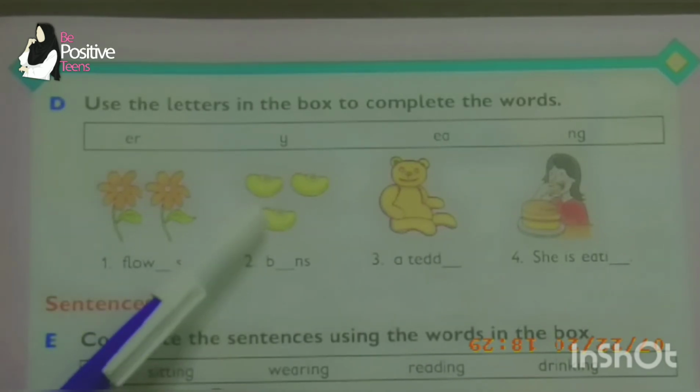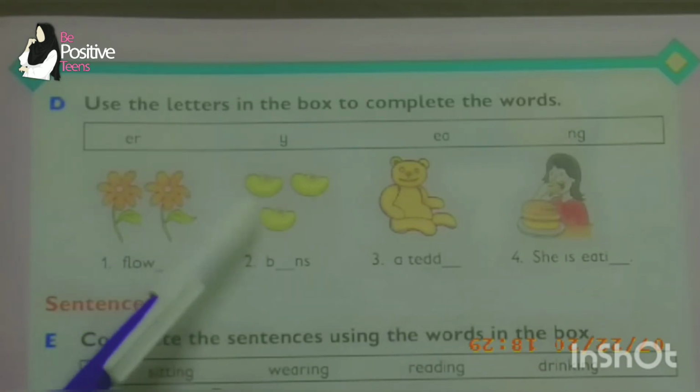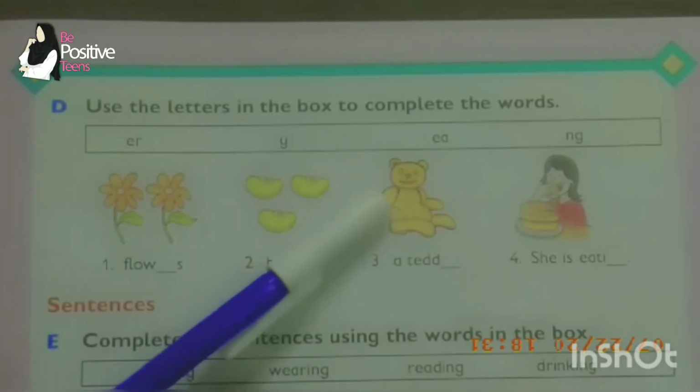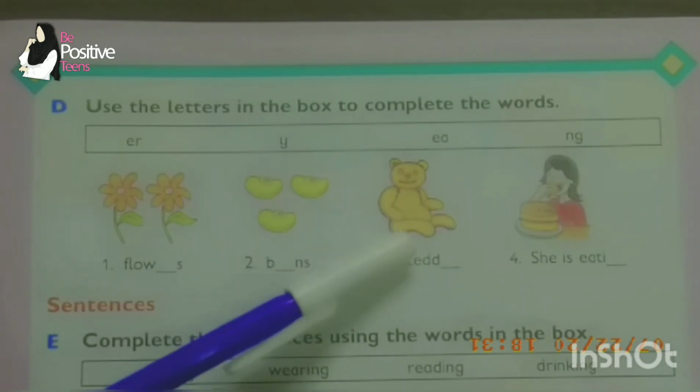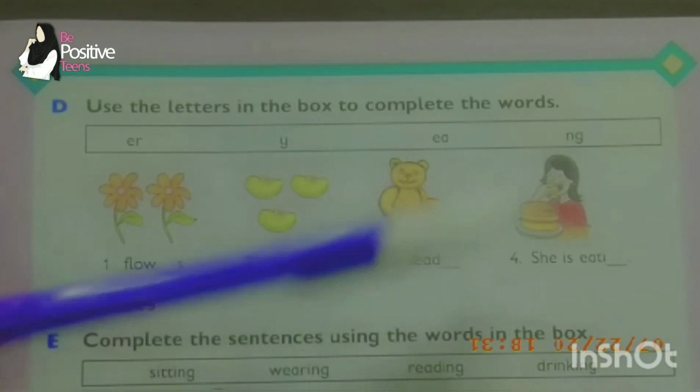Then there is beans. Beans are in green color. So BEANS, beans. This is a teddy. It's in brown color. TEDDY. The last one, she's a girl.